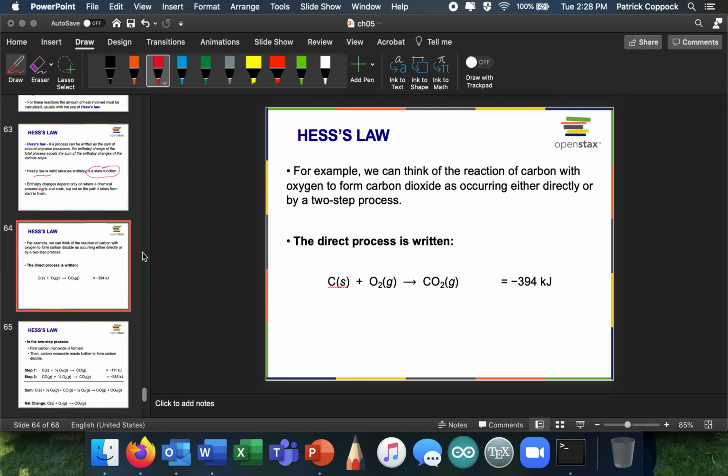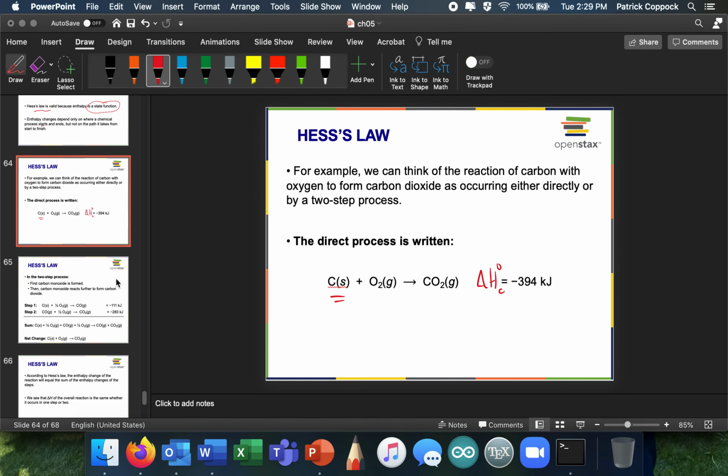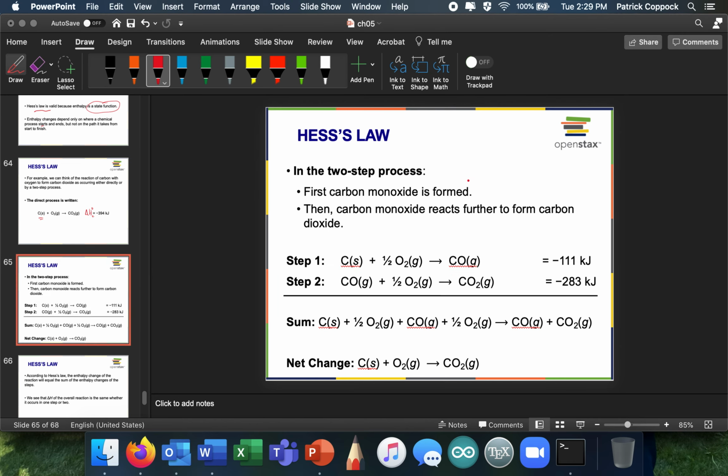So look at this. If we talk about the combustion of carbon, that's the combination with oxygen to produce the oxidized product, which is carbon dioxide in this case. The standard heat of the reaction is negative 394 kilojoules for 1 mole of that. Now, if we combust carbon and make carbon monoxide, and then we take carbon monoxide and combust it further to make carbon dioxide, we would find that we get the same thing.